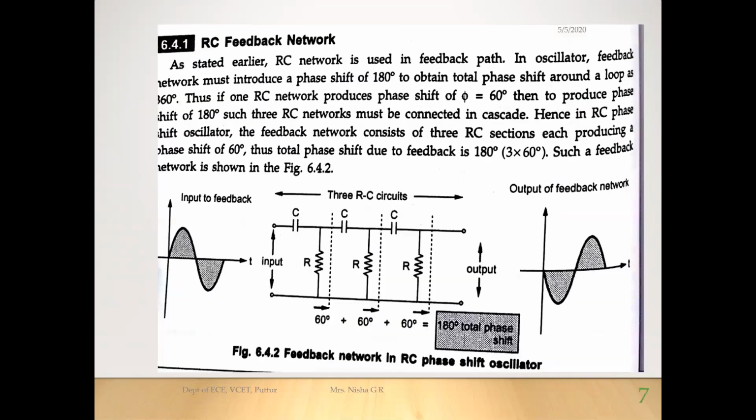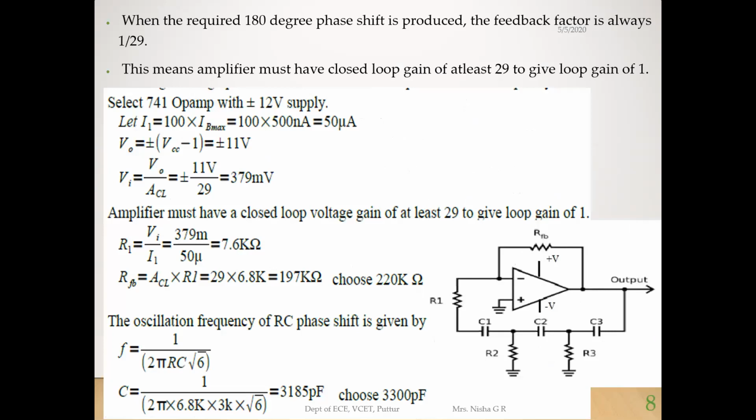This is the feedback network. If I provide the input to the feedback network, that is nothing but the output of the amplifier, then the output of the feedback network will have a 180 degree phase shift. So when I come to the design part, as I told here, when the required 180 degree phase shift is produced, the feedback factor, that is beta, will be 1 divided by 29. This means the amplifier must have a closed loop gain of at least 29 to give a loop gain of 1. That is to obtain the sustained oscillation, that is, oscillation with constant amplitude and frequency. So my amplifier's closed loop gain should be 29.